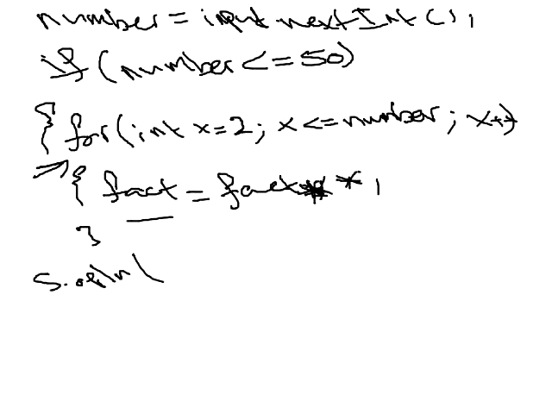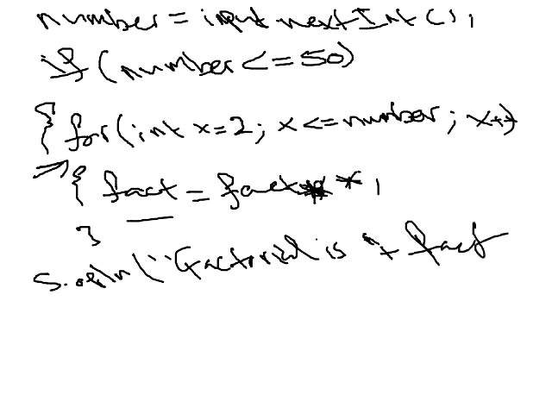Print a message for the user: System.out.println, something like "Factorial is" plus fact. Something like that, plus fact. So this will print the value of the factorials one by one.